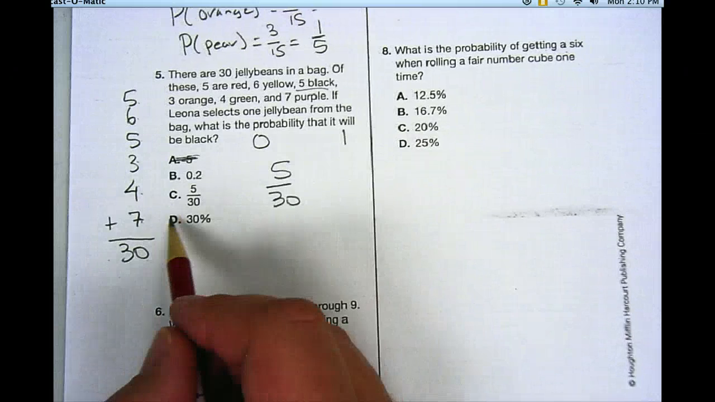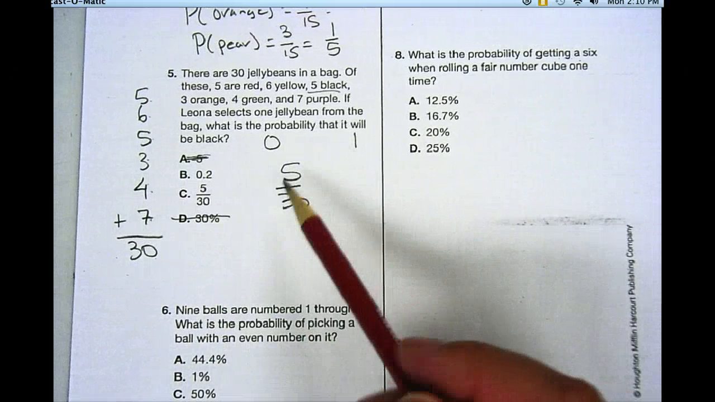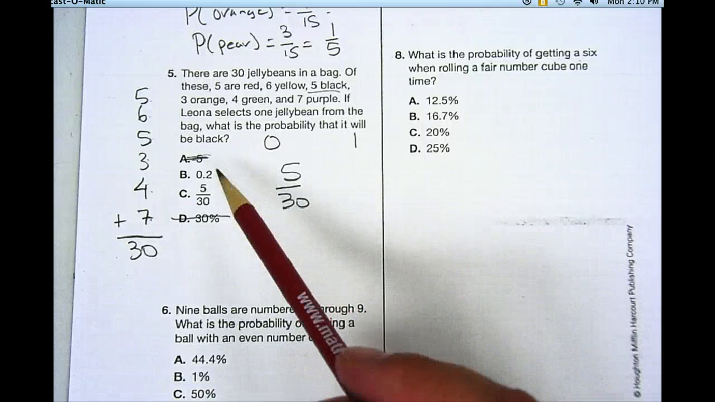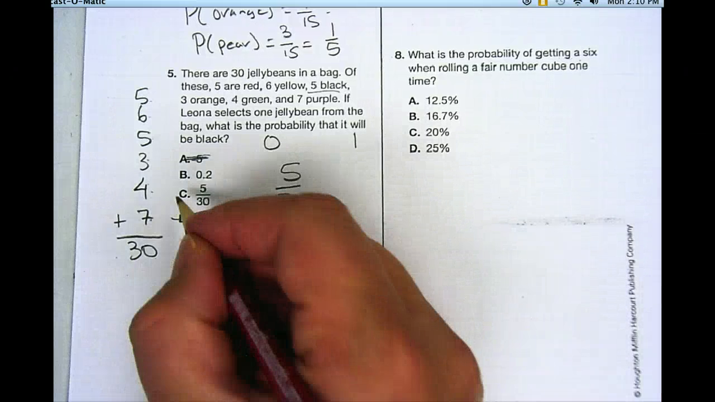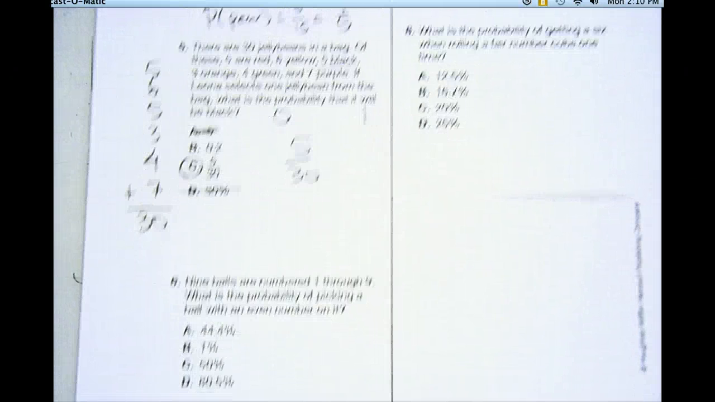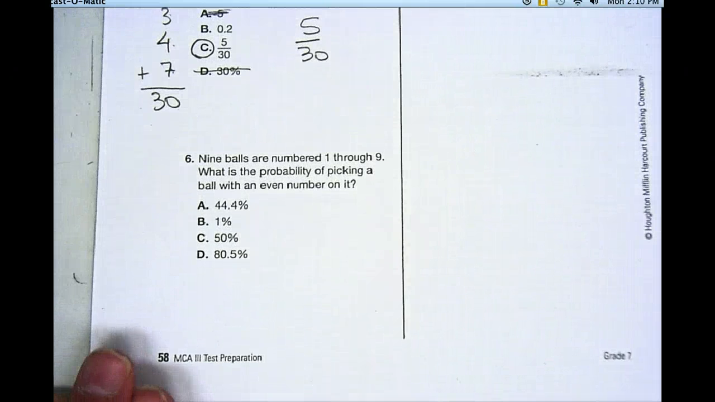So 30% is not right. 5 out of 30 is not 2.2% either. So 5 out of 30 is my best answer for that. So I'm just going to leave that as 5 over 30. Okay, let's go on to number 6.